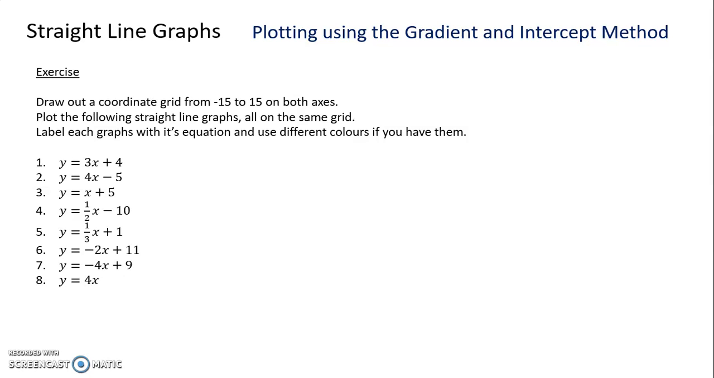Okay, this is your exercise for today. You can do this all on the one grid. Draw out a fresh grid. Don't use the same one that you had before. Follow the instructions for drawing the grid out. And you can draw them all in different colours if you want to. Make sure you label each graph with its equation so that when we mark these next lesson, you can remember which one is which. I suppose you could label them with just 1, 2, 3, 4, 5, 6, 7 and 8, but you're going to need to know which one is which when we mark. So pause the video at this point and have a go at plotting these graphs. Please use the gradient and intercept method and don't draw yourself out a grid.